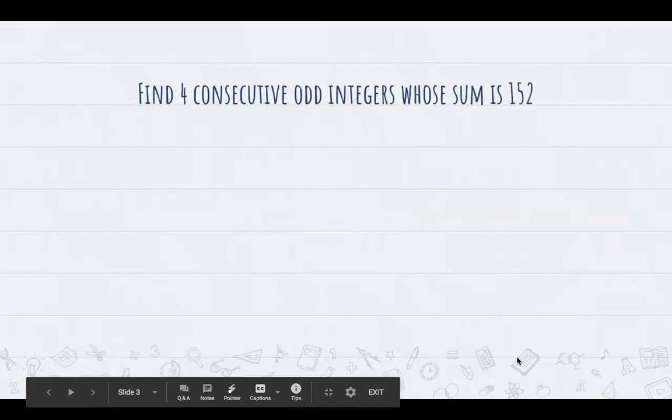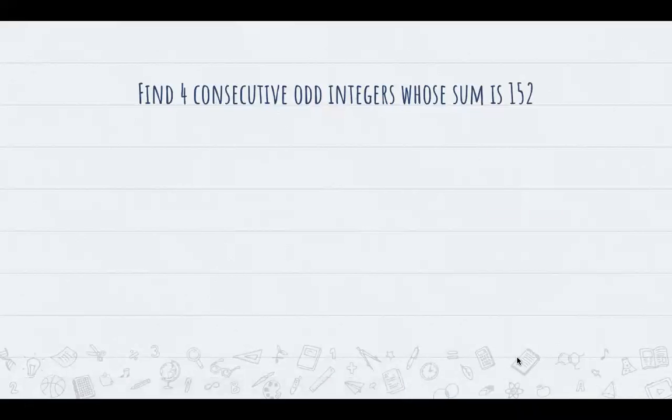Next. So this is our first problem. It says find 4 consecutive odd integers that the sum is 152. So because the sum is 152, it means that we have to find something that is equal to 152. And it says 4. So if we remember from the last slide, it is the common difference of 2.